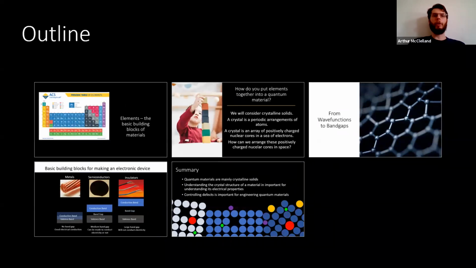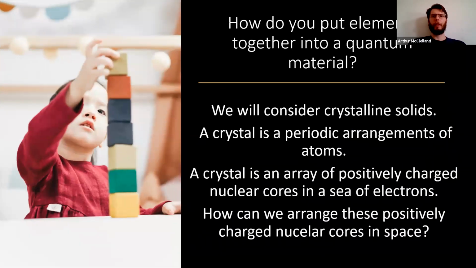All right. So we focused on the electrons. Remember, our atoms were a positive core and this negative sea around it. Let's think about how we're going to put together the positive cores. How do we put these elements together to make a quantum material? So we're going to consider crystalline solids. Most of the materials that I think of as quantum materials are crystalline solids.